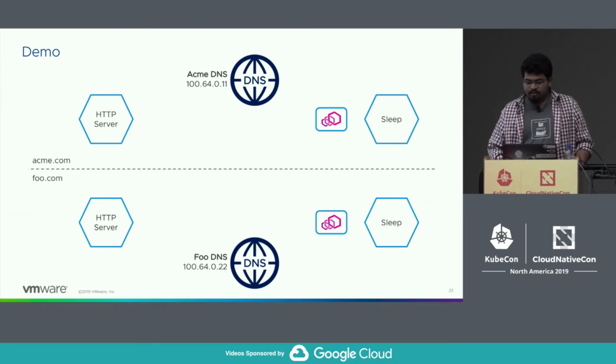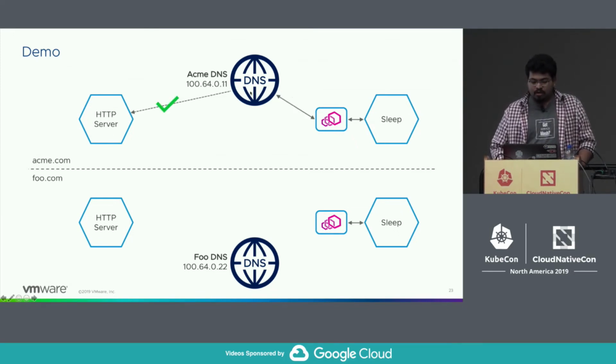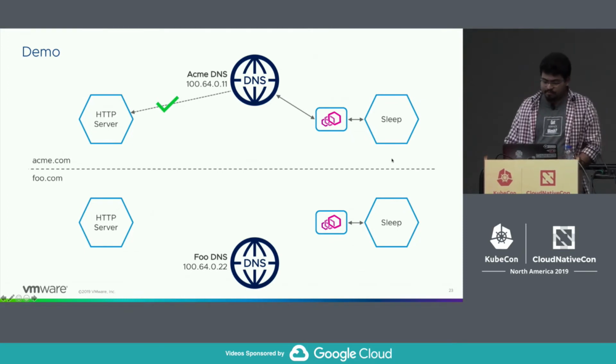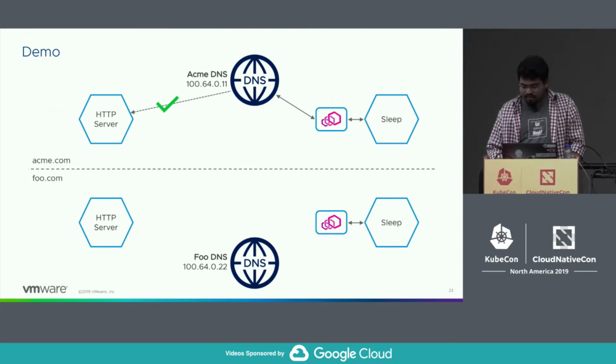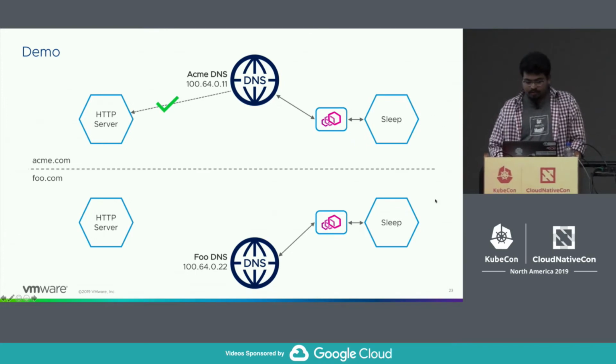And whenever the sleep service in the Acme namespace wants to discover the HTTP bin service in the Acme namespace, it would make a DNS query to the Envoy proxy. The Envoy proxy will then send it to the DNS service. And in this case, we want the HTTP bin service to be discoverable by the sleep service in its own namespace. In the second case, if the sleep pod in the foo namespace makes a query for the HTTP bin service in the foo namespace, we want to allow such requests as well.